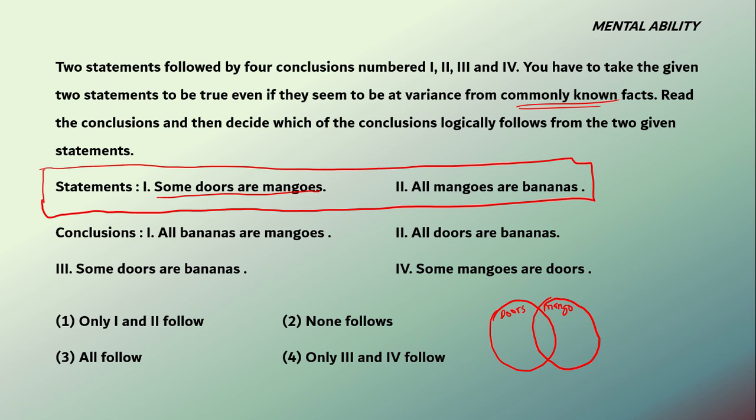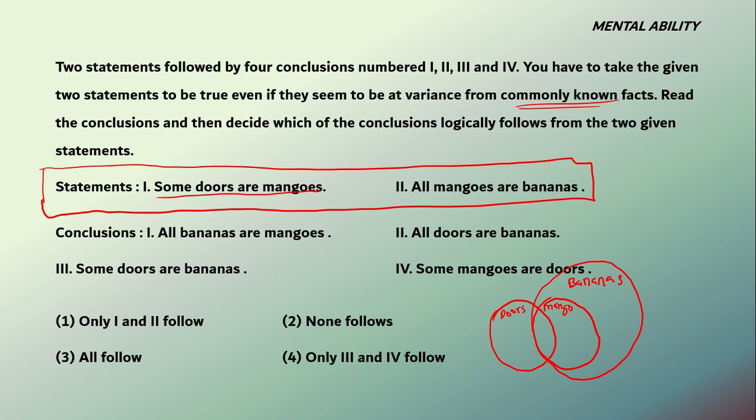Next we have all mangoes are bananas. So mango would be inside a bigger circle called bananas. However, this bigger circle banana need not include the whole circle called doors. So that's why when drawing the bananas, we take it from here so that we do not include any unnecessary information. So here we have banana.